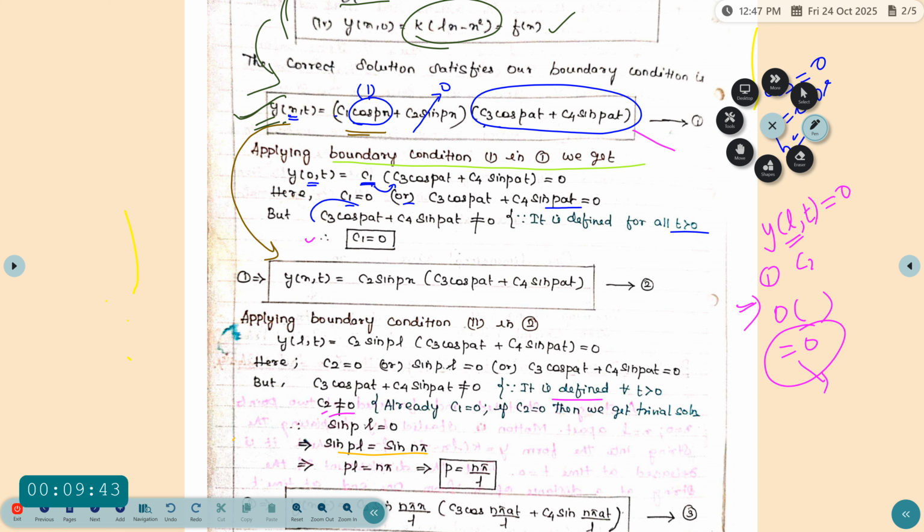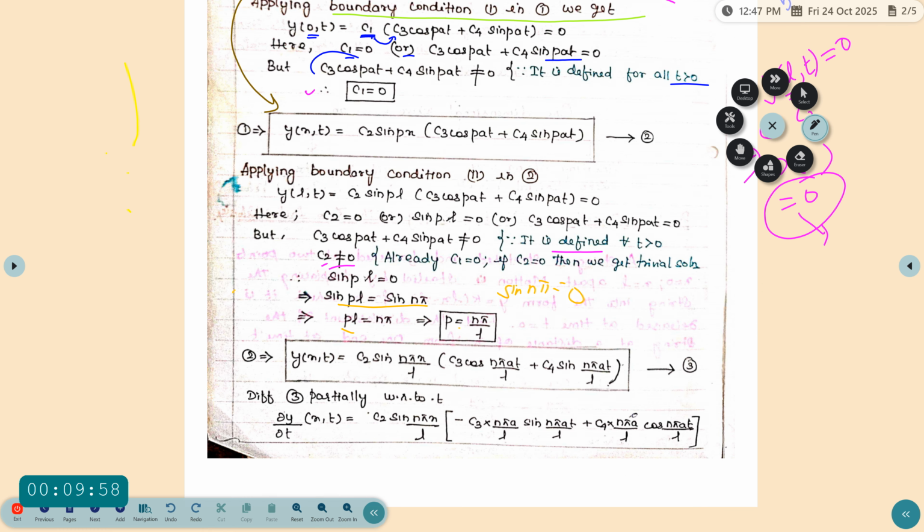So when sin PL is equal to 0, we write sin PL equal to sin n pi, because the value of sin n pi is 0. From this we get P equal to n pi by L. Then substitute P equal to n pi by L in the reduced equation, equation number 2. Here there are three P's, in three places there are P's.